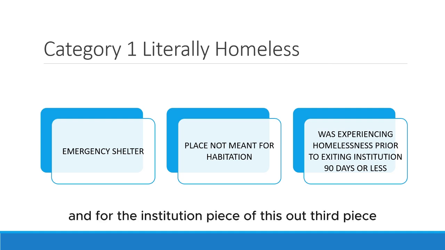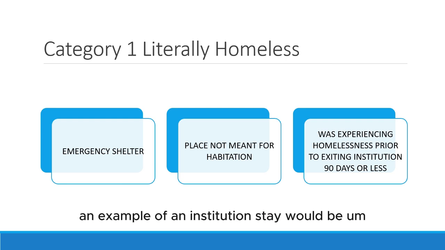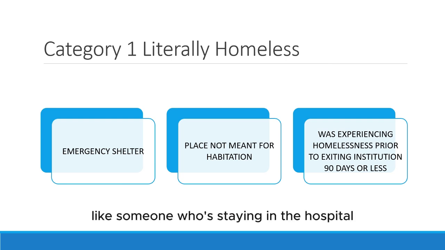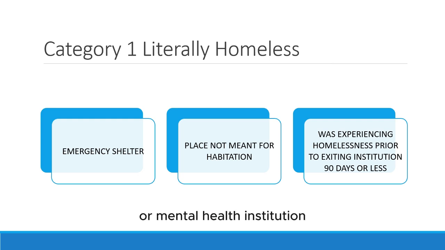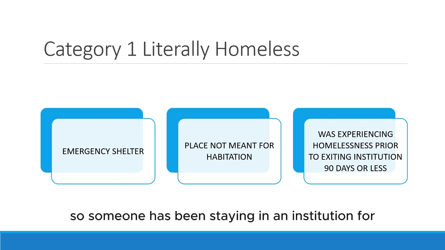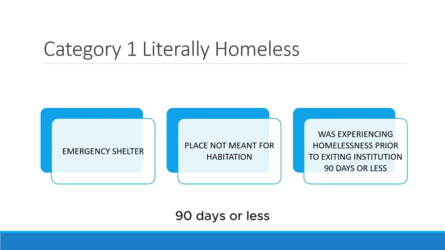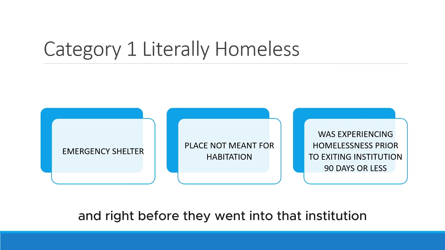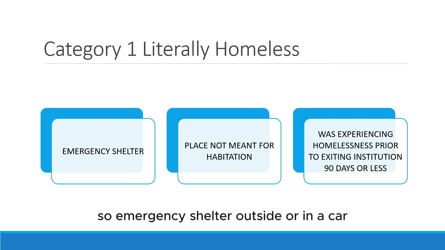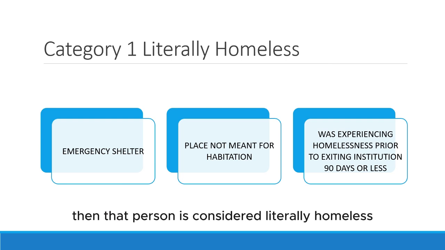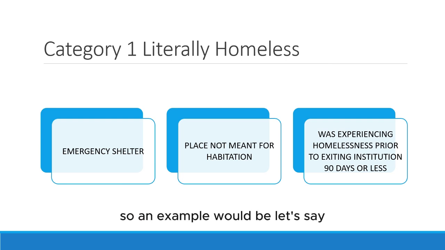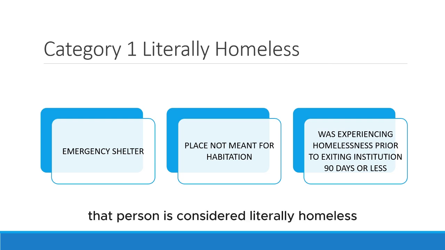And for the institution piece of this, that third piece, an example of an institution stay would be like someone who's staying in the hospital, incarceration, a residential treatment facility, or a mental health institution. So if someone has been staying in an institution for 90 days or less, and right before they went into that institution, they were literally homeless, so emergency shelter, outside, or in a car, then that person is considered literally homeless. So an example would be, let's say, if someone was incarcerated for 60 days and they were living outside right before they went into incarceration, that person is considered literally homeless.